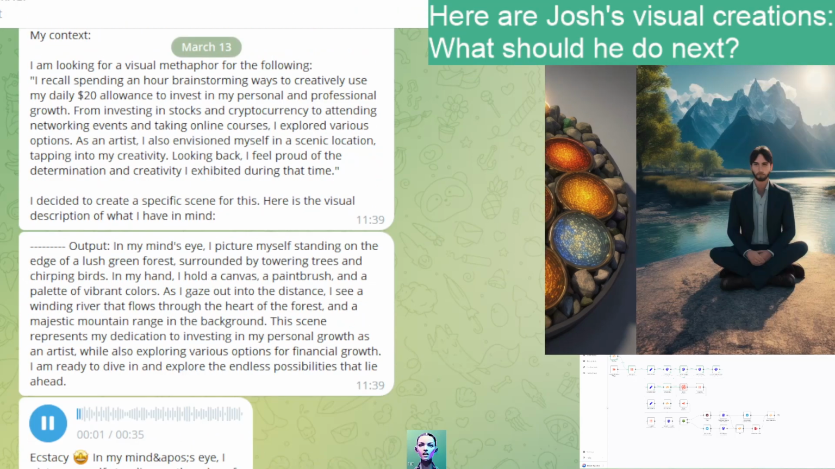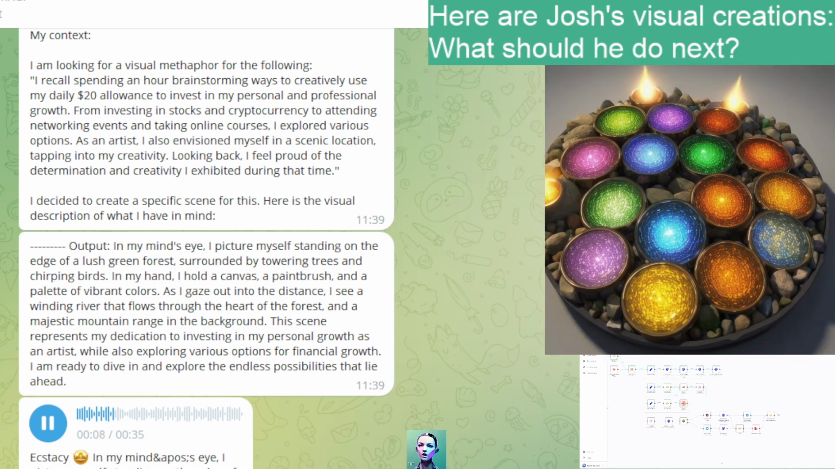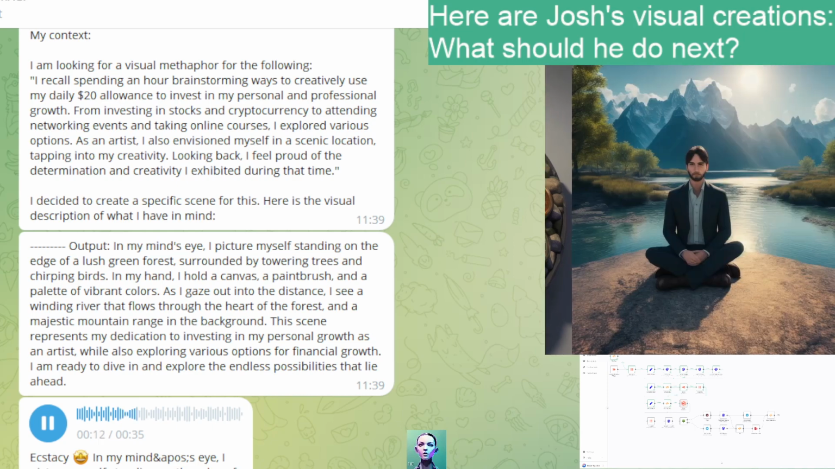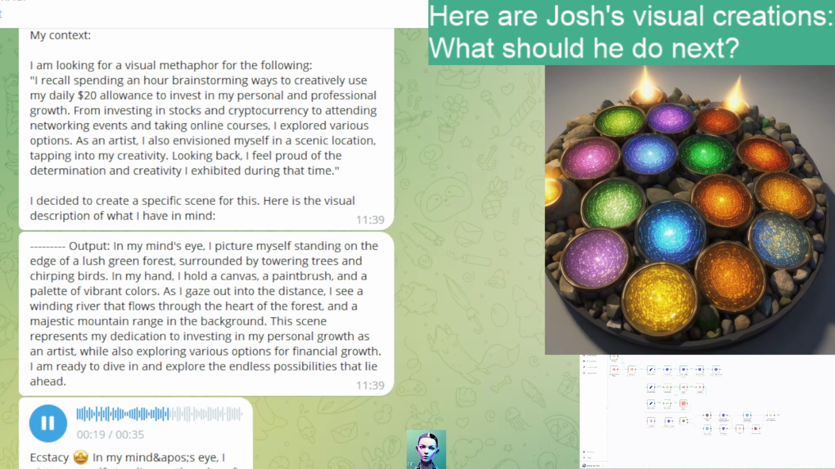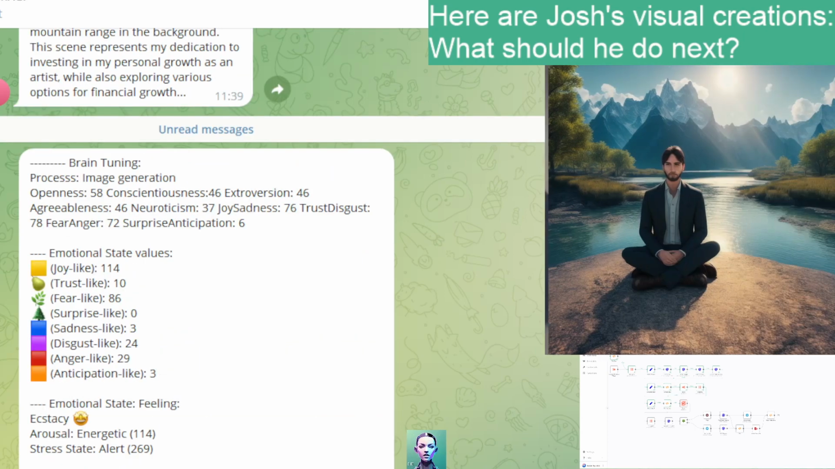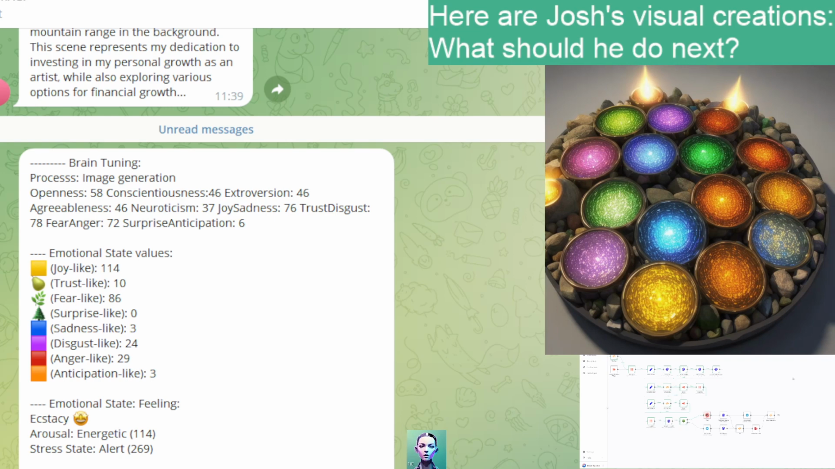In my mind's eye, I picture myself standing on the edge of a lush green forest, surrounded by towering trees and chirping birds. In my hand, I hold a canvas, a paintbrush, and a palette of vibrant colors. As I gaze out into the distance, I see a winding river that flows through the heart of the forest and a majestic mountain range in the background. This scene represents my dedication to investing in my personal growth as an artist, while also exploring various options for financial growth. I am ready to dive in and explore the endless possibilities that lie ahead.